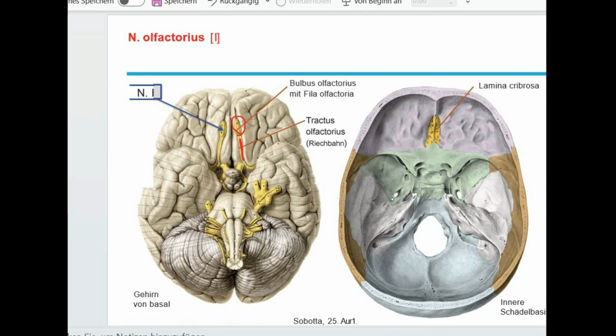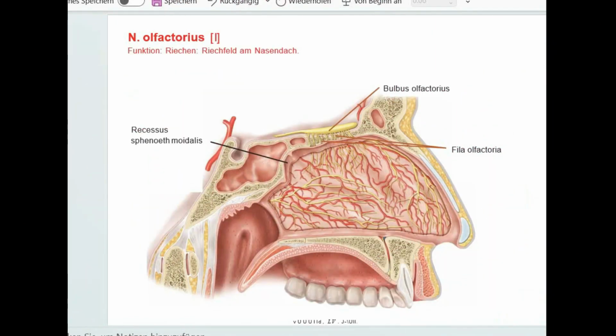So now let's start with the passage. The olfactory nerves pass through the lamina cribrosa. The lamina cribrosa is part of the ethmoid bone. And here is the base of the skull, and this is definitely where the anterior cranial fossa is. And the main function is sensory. It is sensory. Here is the olfactory bulb.